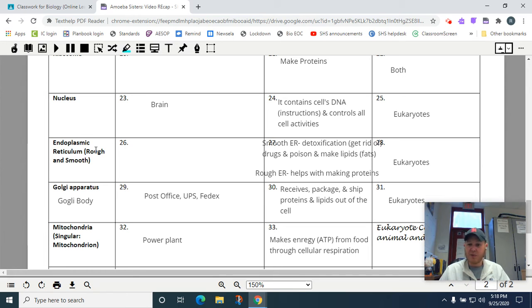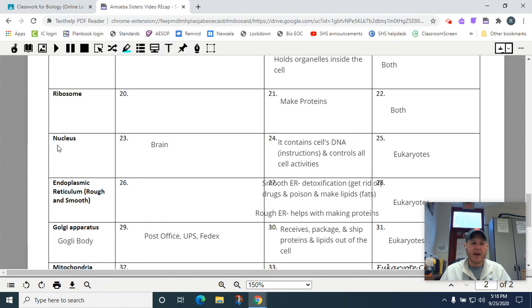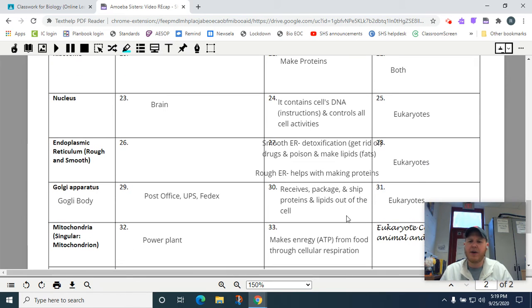Now the rough ER is rough because it looks bumpy. If we look at it, it has bumps on it. Well, what are those bumps? Those are those ribosomes. And since ribosomes are involved in protein, the rough ER is involved with making protein. So it's going to have some role in making proteins. And so this is a membrane-bound organelle. So this is found in eukaryotes.